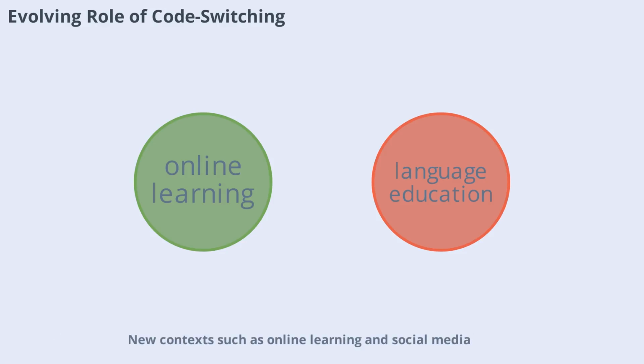As language education evolves, code switching continues to be a relevant topic. New contexts such as online learning and social media present fresh opportunities and challenges for code switching and communication. Understanding its role in shaping language learning and classroom dynamics is increasingly important for educators, linguists, and policymakers. Ongoing research will help refine best practices and ensure that code switching is used to its fullest potential.